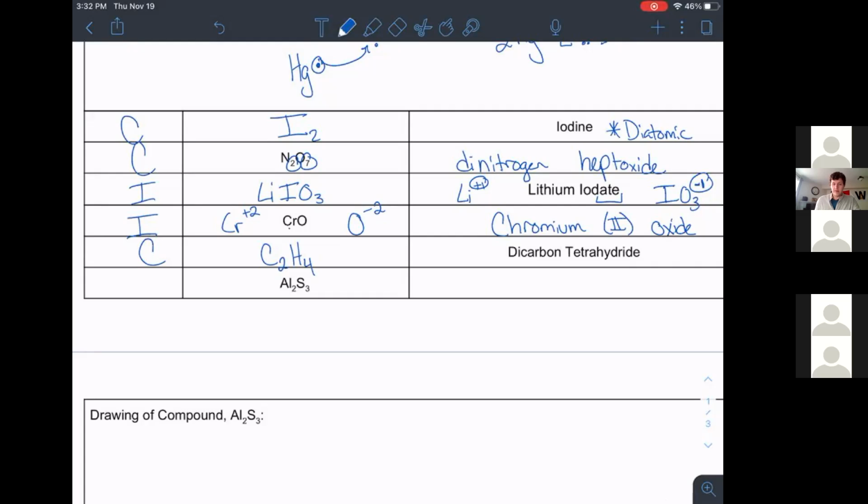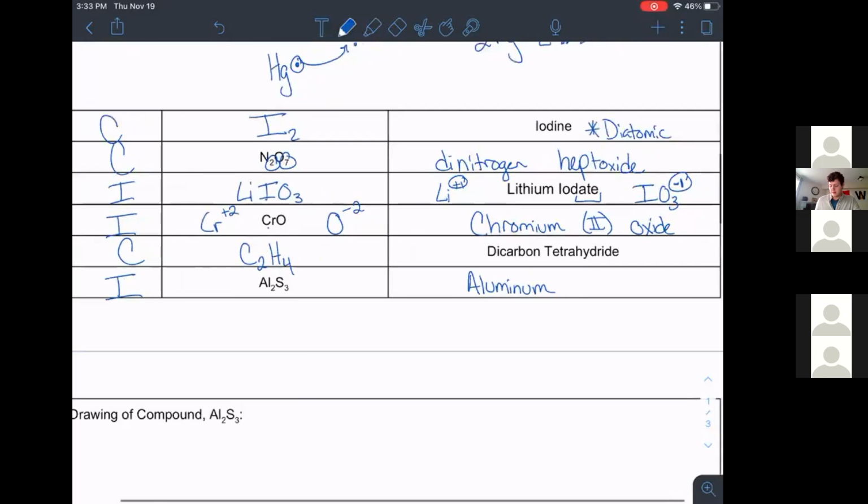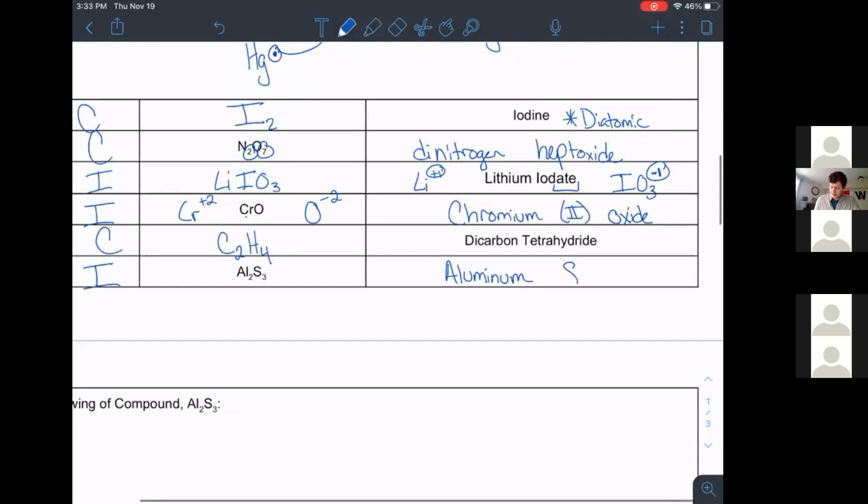The last name we have to come up with is for aluminum and sulfur, which makes this an ionic compound. Aluminum is not a transition metal, so we just need to write aluminum. And then sulfur gets its ending changed to sulfide.